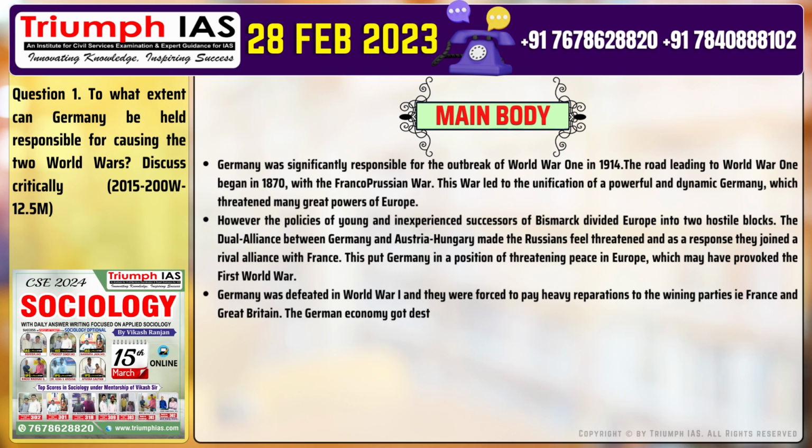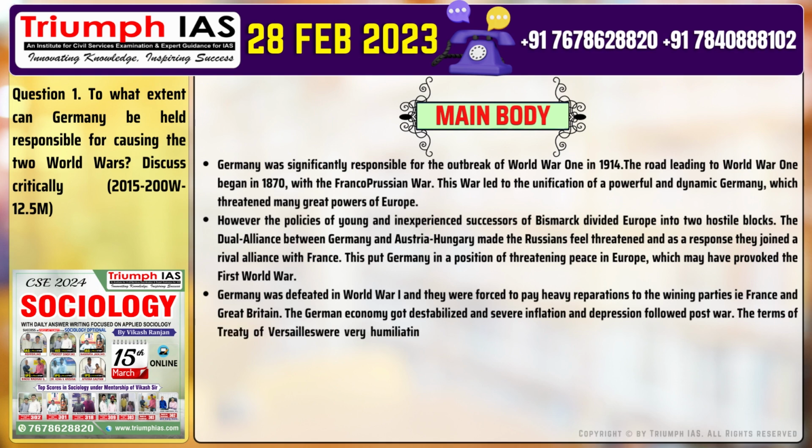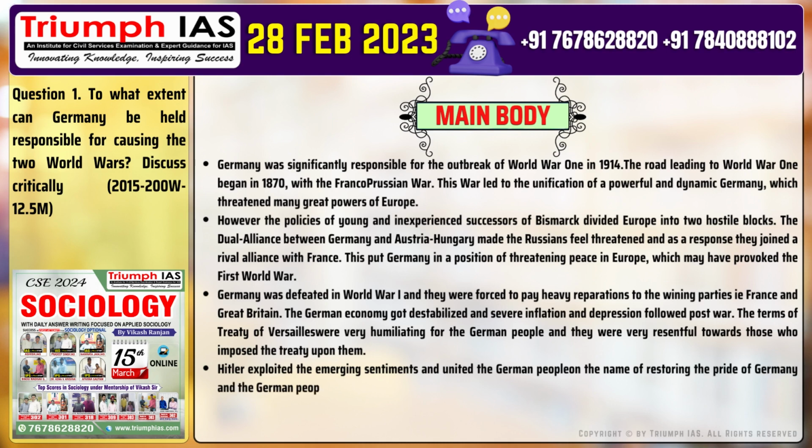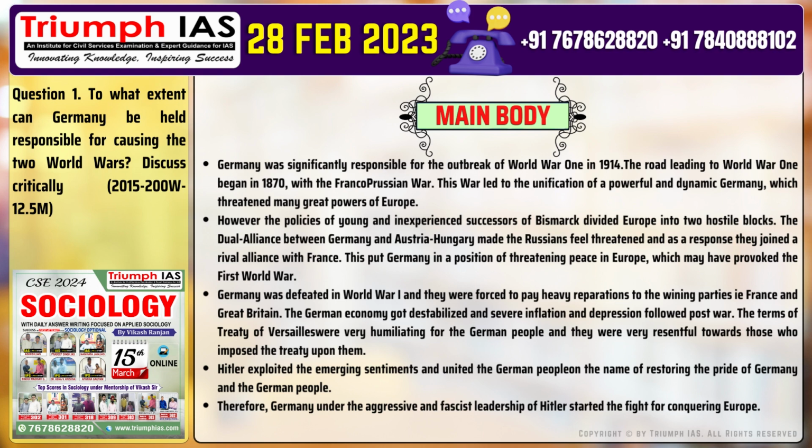The German economy got destabilized and severe inflation and depression followed post-war. The terms of Treaty of Versailles were very humiliating for the German people and they were very resentful towards those who imposed the treaty upon them. Number 4. Hitler exploited the emerging sentiments and united the German people in the name of restoring the pride of Germany and the German people. Number 5. Therefore, Germany under the aggressive and fascist leadership of Hitler started the fight for conquering Europe. Number 6. This led to the Second World War, which was more devastating than the WW1.